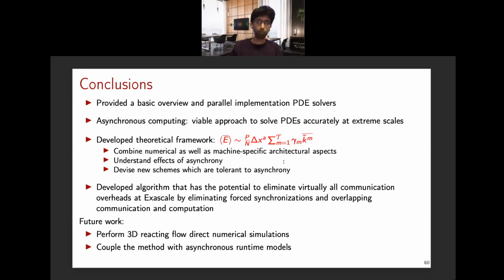Currently, what we are working on is extending the simulations for 3D reacting flow solvers for DNS, and also coupling these with CS models like the asynchronous runtime models. One of them that we are working on is with Stanford on the Legion region programming model. So with this, I would like to conclude the talk, and thank you all for listening. I'll be happy to take some questions.